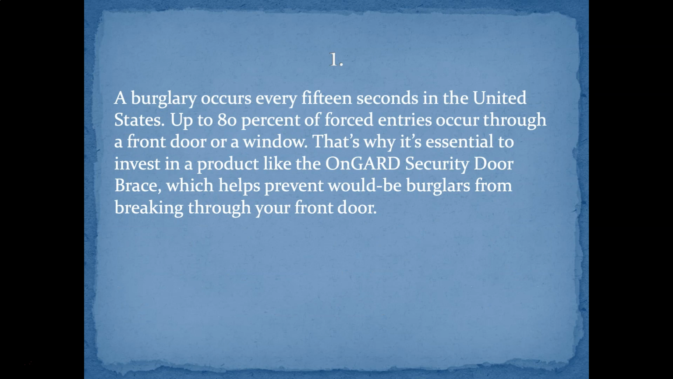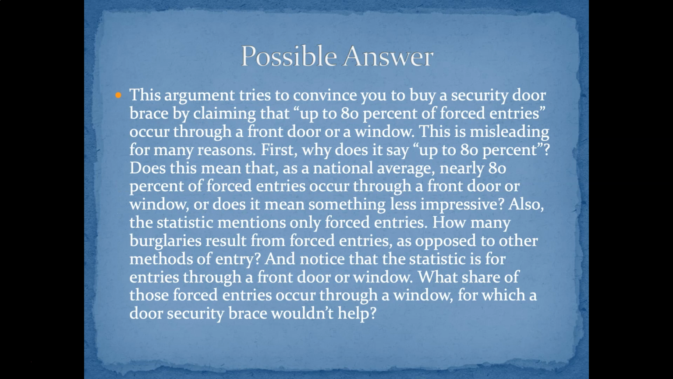Here's another example from number 1. A burglary occurs every 15 seconds in the United States. Up to 80% of forced entries occur through a front door or window. That's why it's essential to invest in a product like On Guard security door brace, which helps prevent would-be burglars from breaking through your front door.